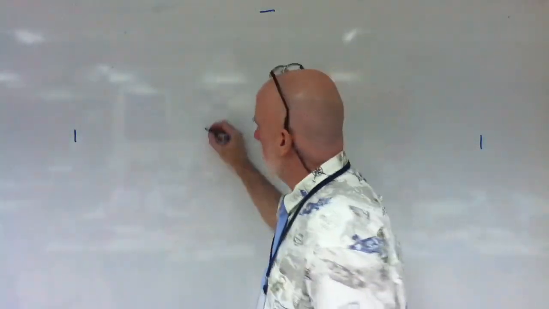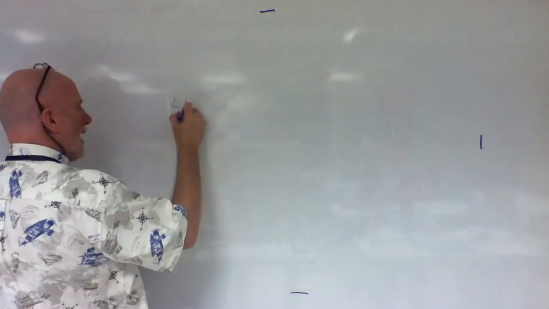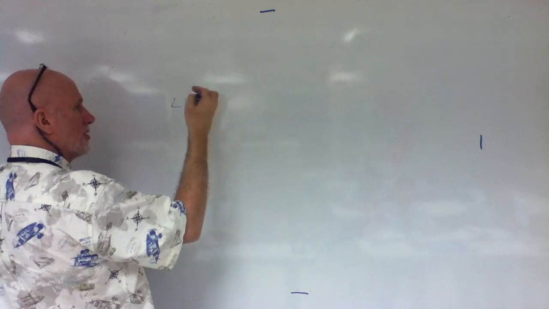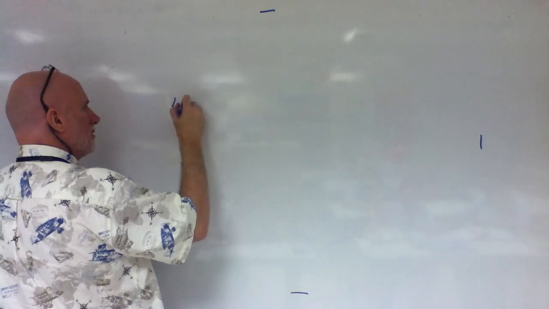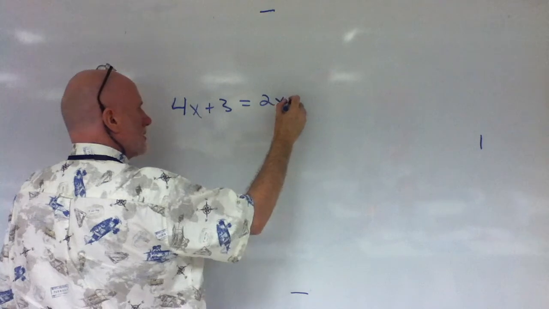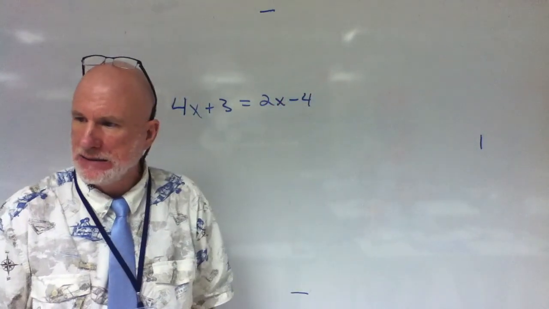Okay, so we have to be able to add, subtract, multiply, and divide in order to simplify an inequality, just like in an equation. So let's say we have 4x plus 3 equals 2x minus 4, and I want to solve for x.